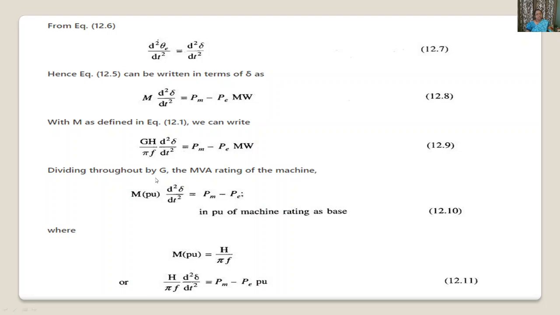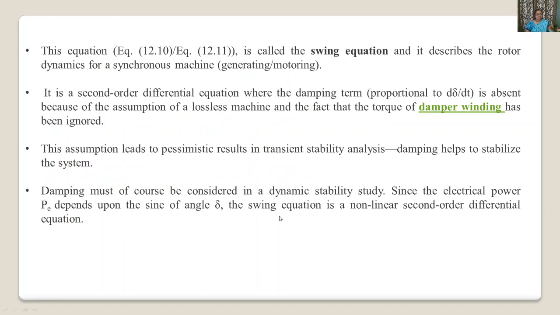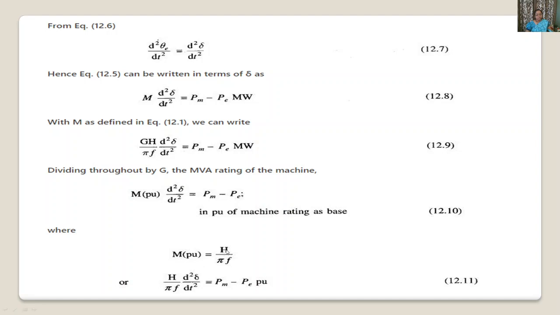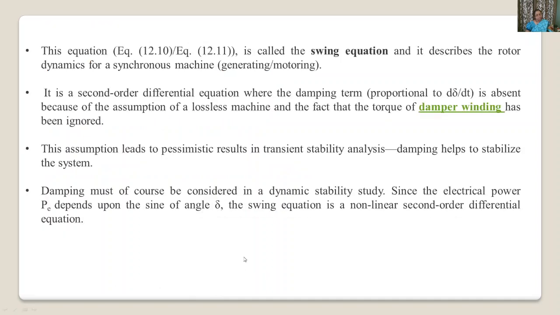Now dividing by machine rating, it is per unit. This is H upon pi f, d2 del by dt square, equal to Pm minus P in per unit of machine rating as base, where M per unit is equal to H upon pi f. So this will be H upon pi f d2 del by dt square is equal to Pm minus Pe. This equation 12.10 or 12.11 is called the swing equation, and it describes the rotor dynamics of a synchronous machine, whether it is generating or motoring.